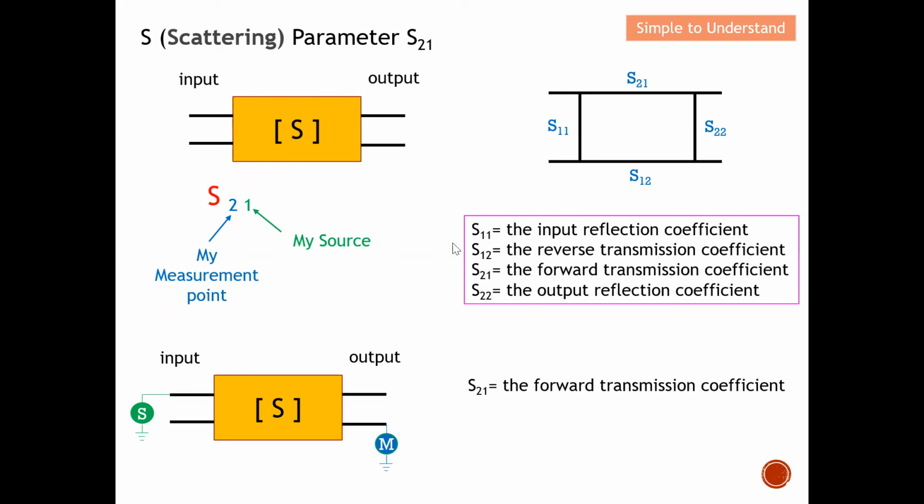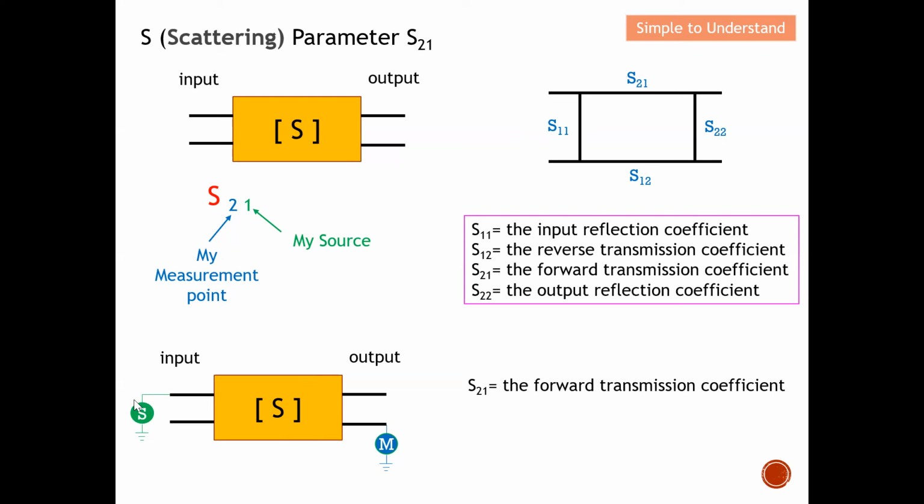What happens over here is that I supply my source here, and what I'm going to measure is the forward transmission coefficient. Let's say I supply 5 volts. I measure how much is able to transfer from the input to the output.